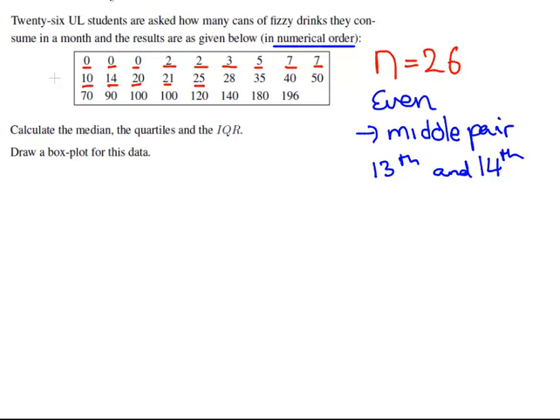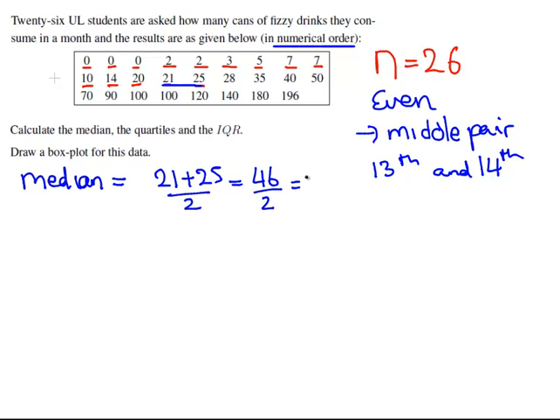So the median is the average of this pair of numbers here. So it's 21 plus 25 over 2. That's 46 over 2, and that's equal to 23. Okay. The next thing we're going to do is find the quartiles.